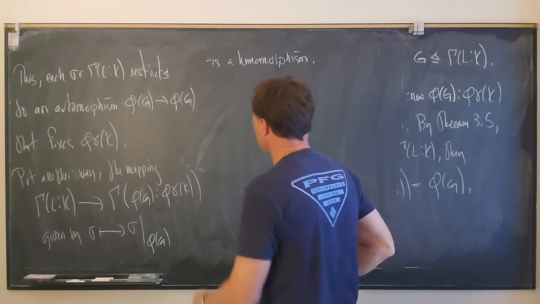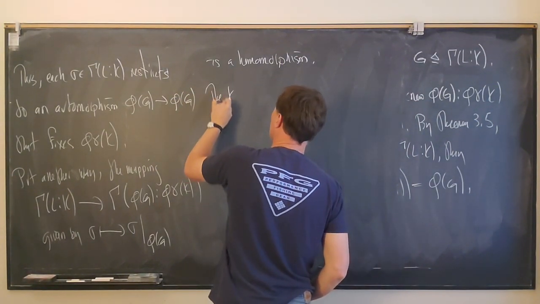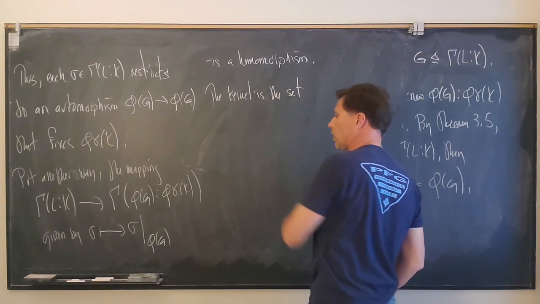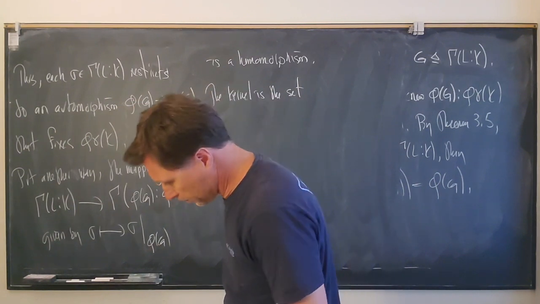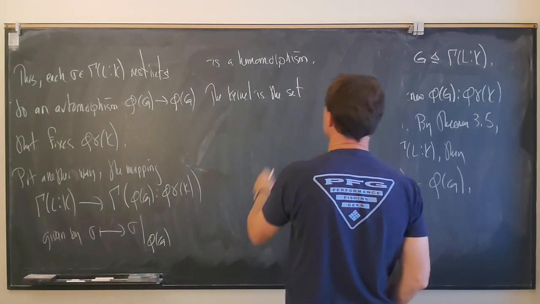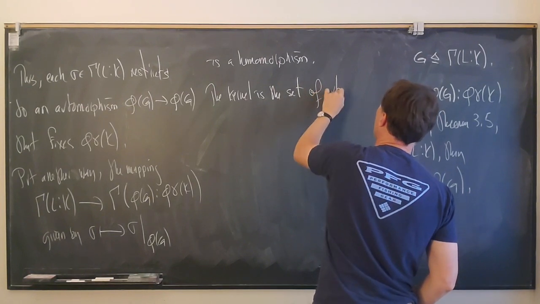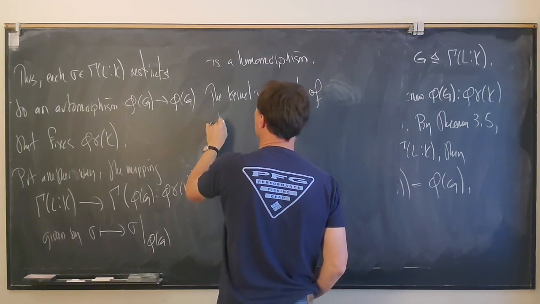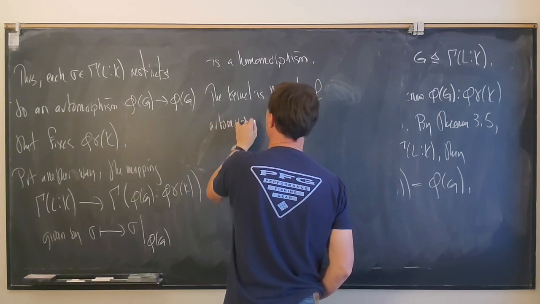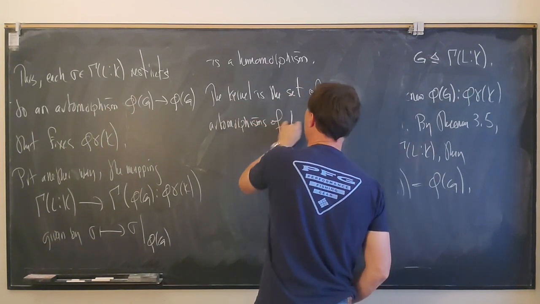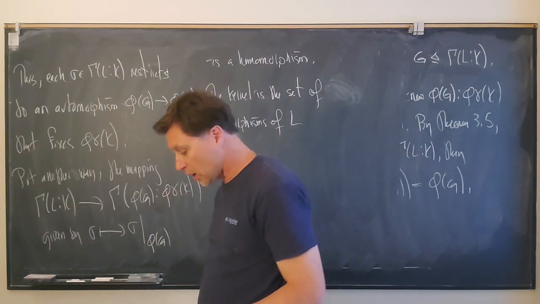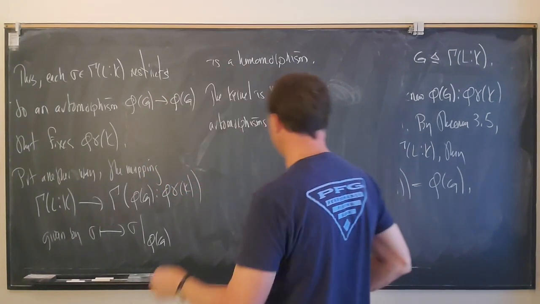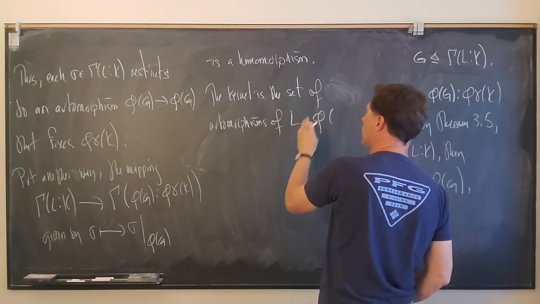So the kernel is the set of all automorphisms of L. Now, what would they have to do to be in the kernel? That would mean that they have to fix phi of G. So fix that.